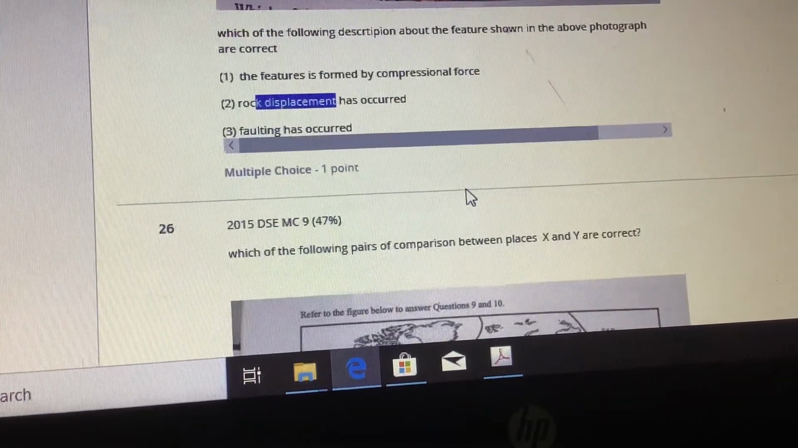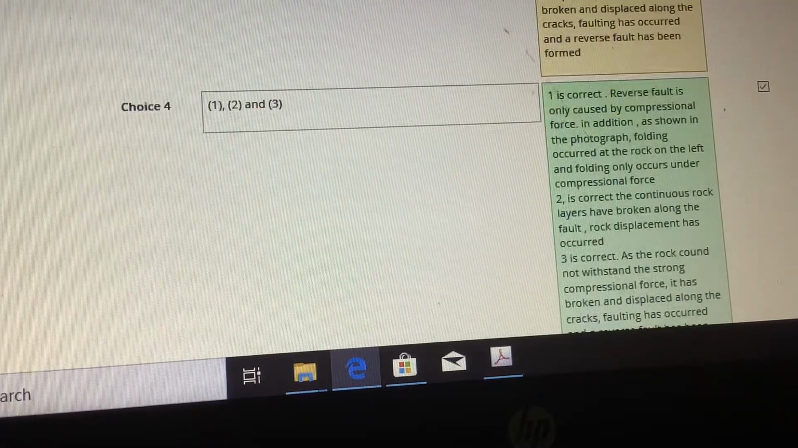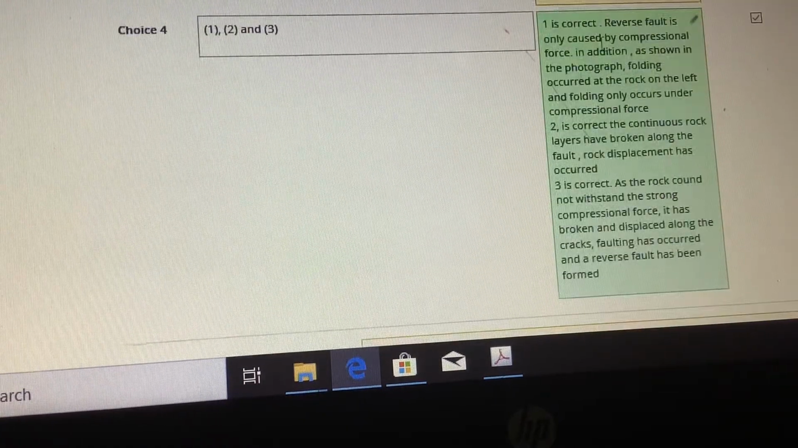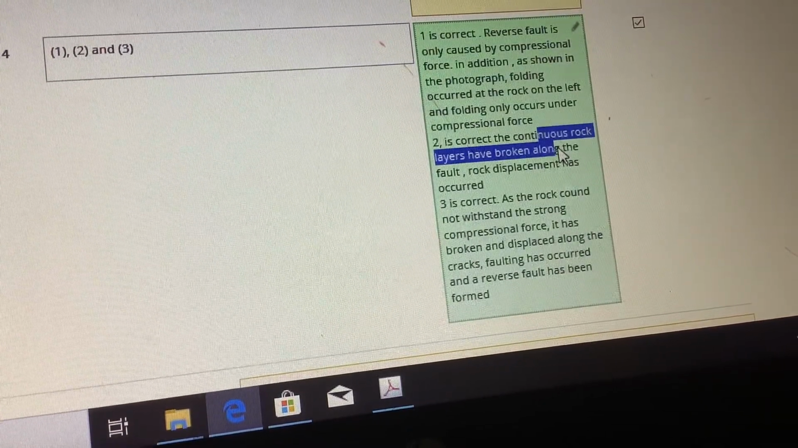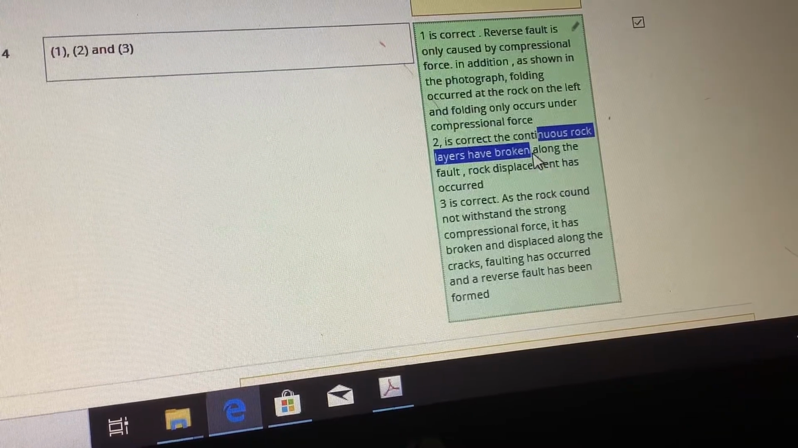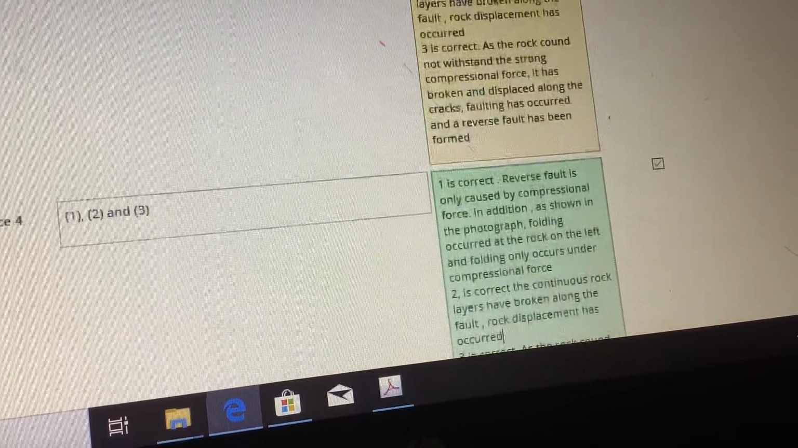1, 2, 3. Okay. Because some of the students don't know what is rock displacement. Let's check out the answer. Yeah, 1, 2, 3 is correct. Done. Okay. Number 2 is also correct because as I said before, continuous rock layer has broken along the fault. Rock displacement has occurred. Okay.